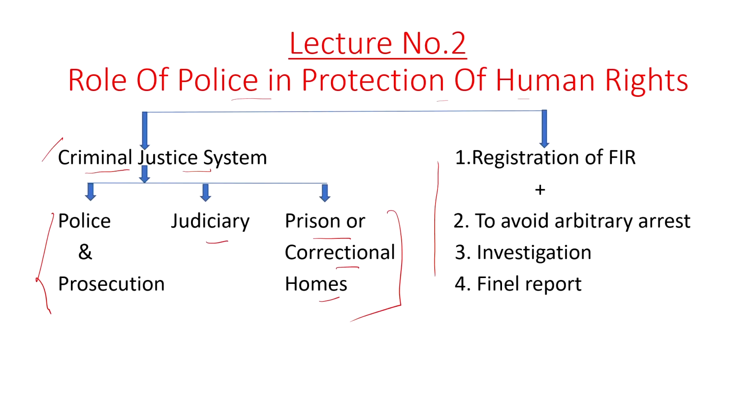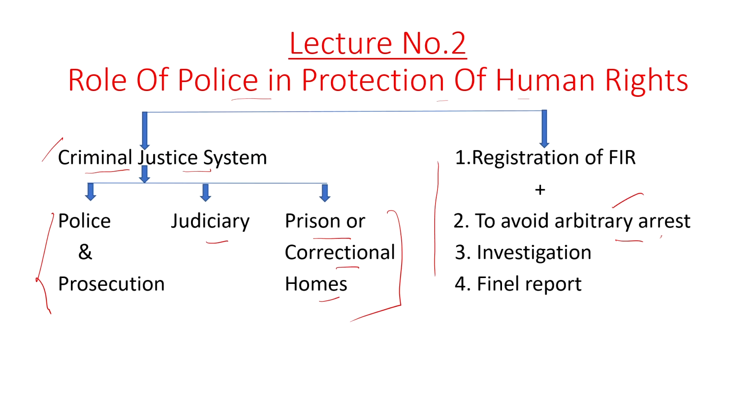So, the second important task which a police officer can do, and by doing that second important assignment, the police officer can play an important role in protecting the human rights of the aggrieved. The second is to avoid arbitrary arrest. You see, I have chosen this: a police officer should avoid arbitrary arrest, unlawful arrest. Why?